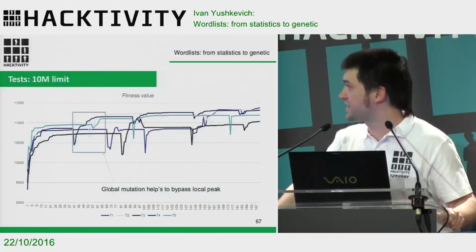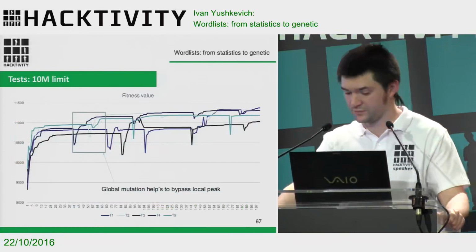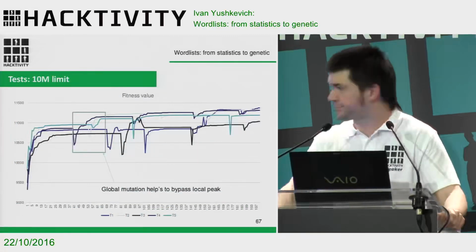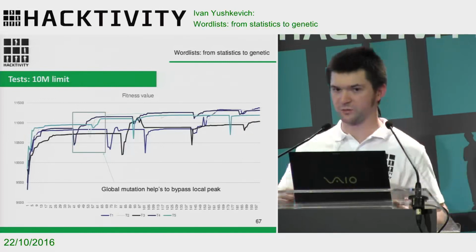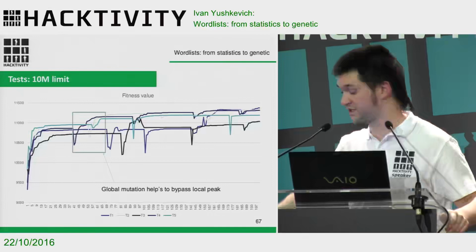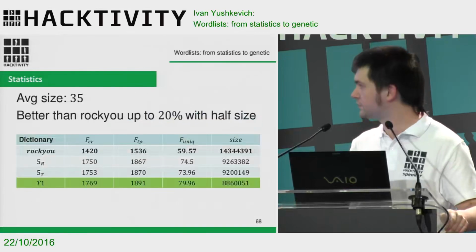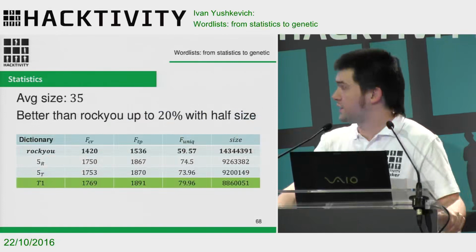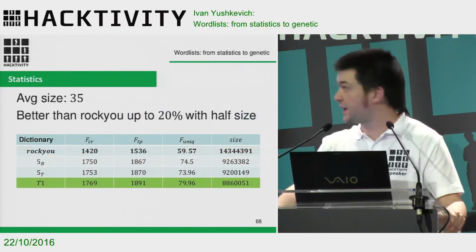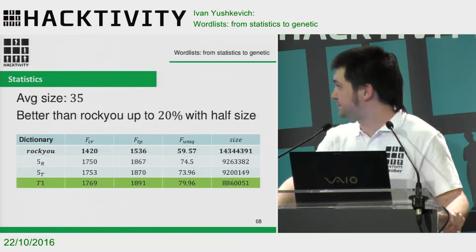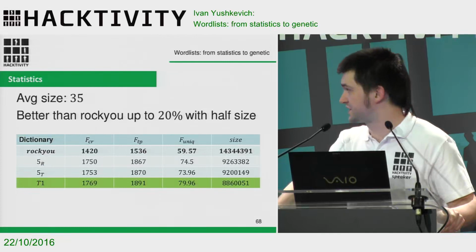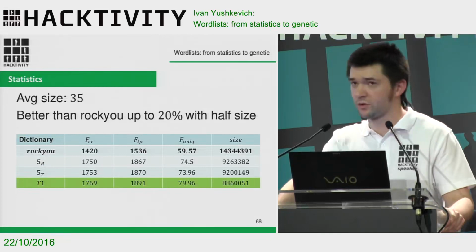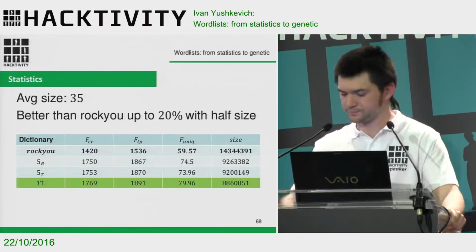And another test for 10 million passwords, about 100 megabytes. As you can see here, the global mutations help the populations to jump from one local optimum to another and get better results. Here the average dictionary size is 35, and there was a dictionary that is even better than the best representatives from previous tests, and even better than RockYou by about 20%.